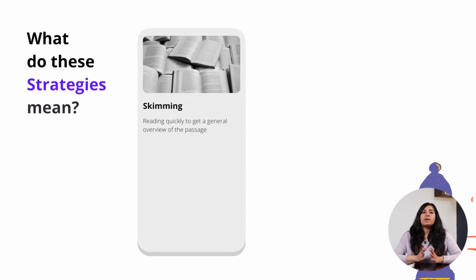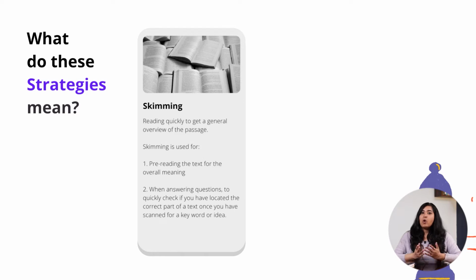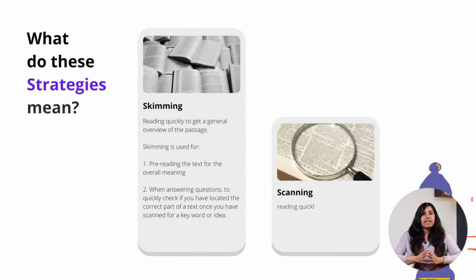When you're skimming, you're basically reading quickly to get a general idea of the passage. If you think about it, we actually use these techniques on a daily basis. For example, when we read the newspaper, an email, or a text message. When we don't have the time to read something in detail, we quickly read through it, and again, that's skimming. When it comes to scanning, you're reading quickly to find the specific details.